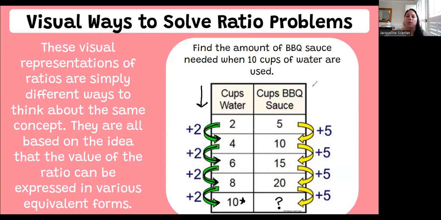And then if we look down the right-hand side of the table, we could try to find the pattern there. So to get from 5 to 10, I'd add 5. To get from 10 to 15, I'm adding 5. To get from 15 to 20, I'm adding 5. So to get from 20 to the last number, I would add 5. And that would probably pretty easily allow me to find out that for every 10 cups of water, I would need 25 cups of barbecue sauce. That is one way that we use ratios. We want to relate two like things to each other.